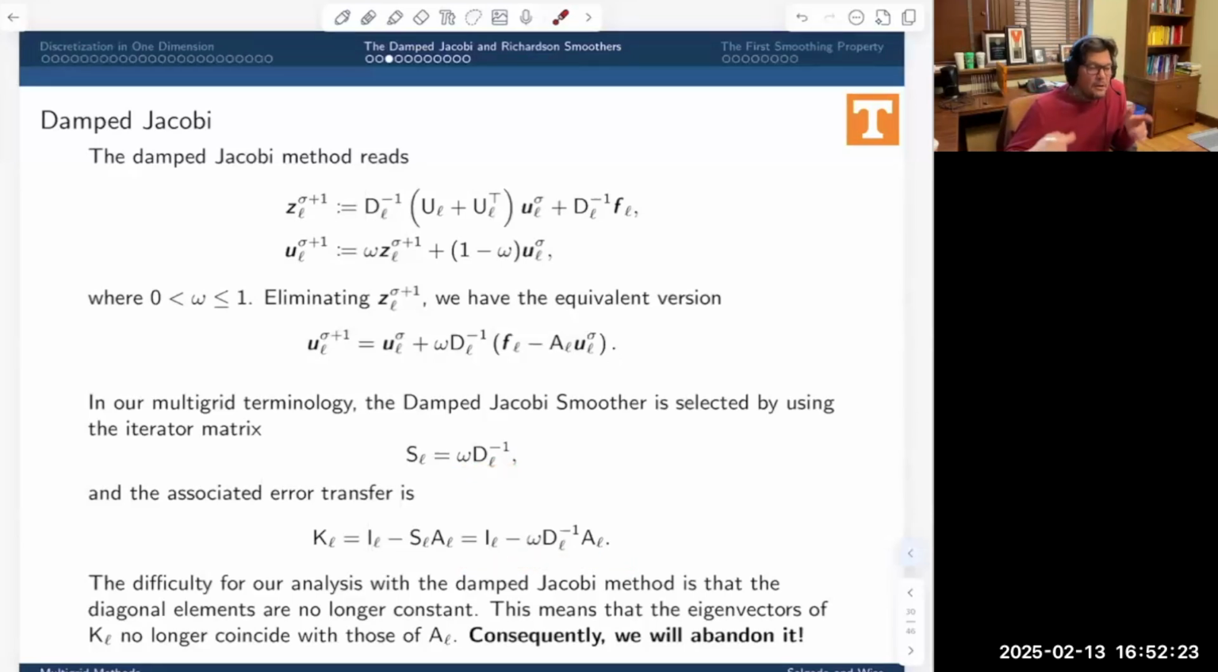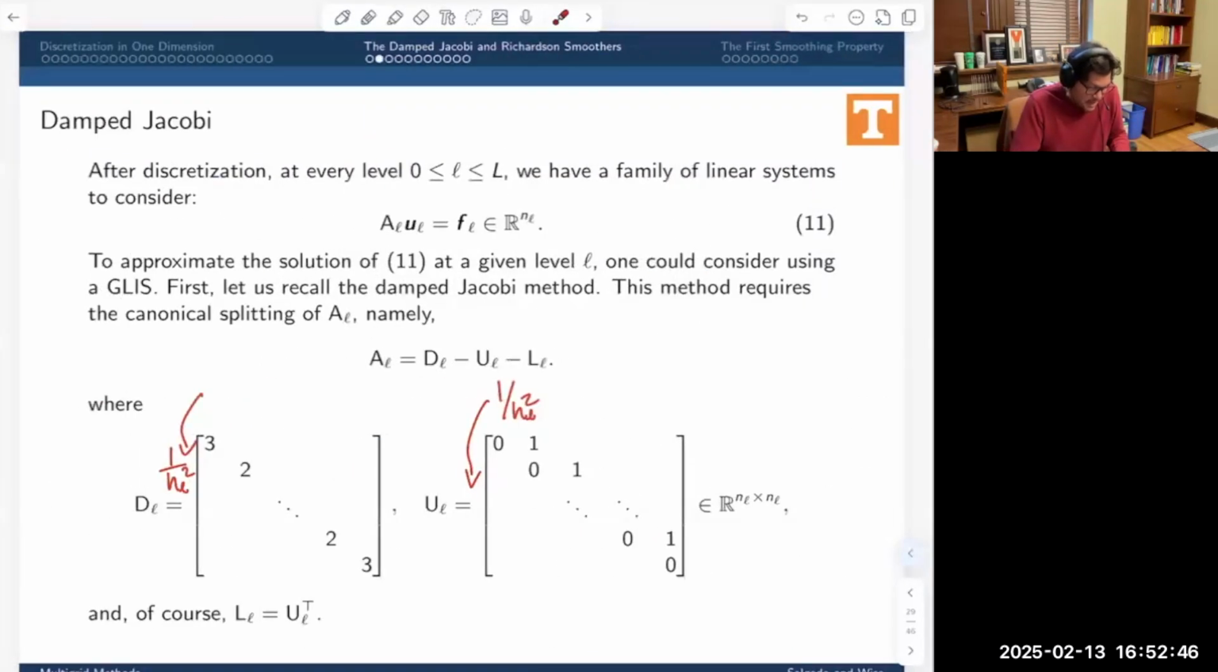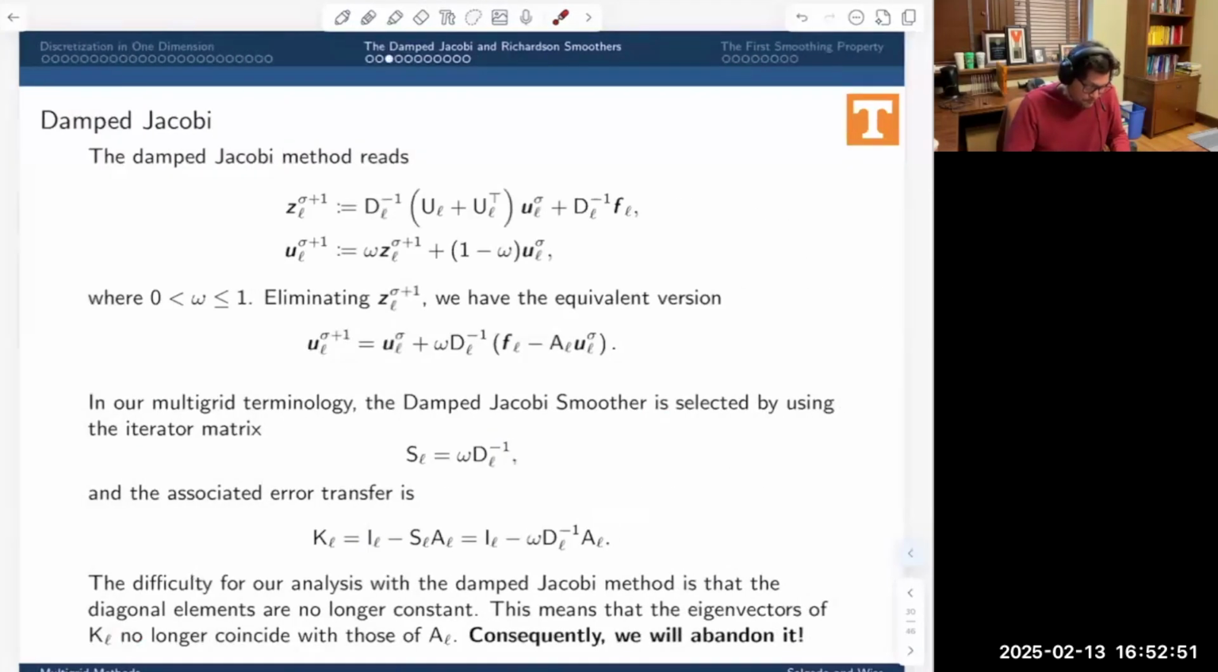Now, what makes all of the analysis simple for the standard finite difference case and for the finite element case is the fact that for this damped Jacobi method, this diagonal matrix is just constant entries. And so that means that effectively this thing out front that appears is just one big fat constant. That's no longer the case here because this D matrix is not a constant diagonal matrix. These threes throw things off. All right, so that's the difficulty for our analysis with the damped Jacobi method.